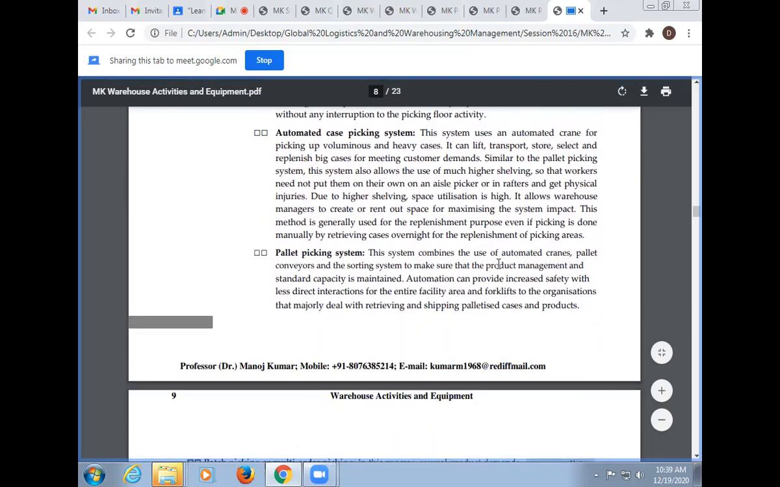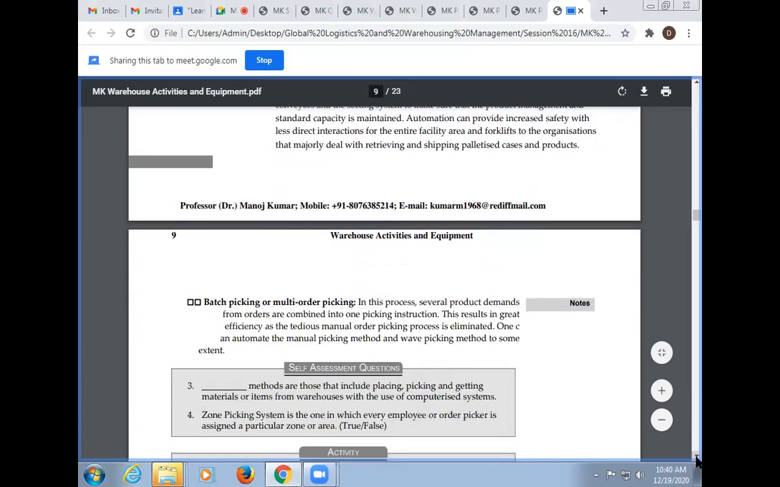This system combines the use of automatic cranes, pallet conveyors, and the sorting system to make sure that product management and standard capacity are maintained. Automation can provide increased safety with reduced direct interaction for the entire facility area and forklifts, which majorly deal with retrieving and shipping palletized cases and products.